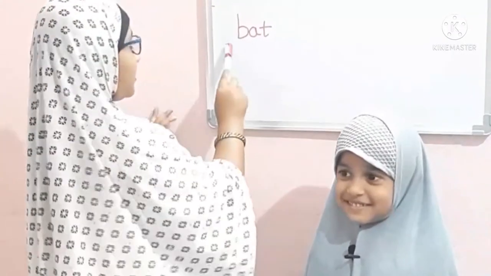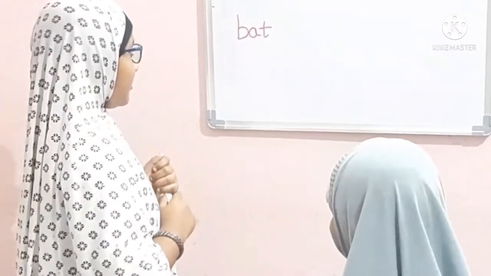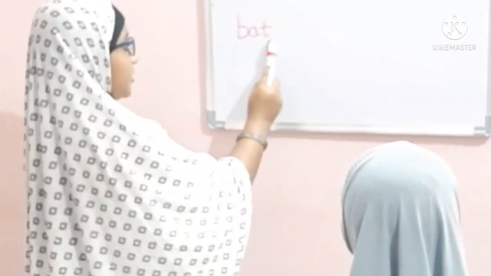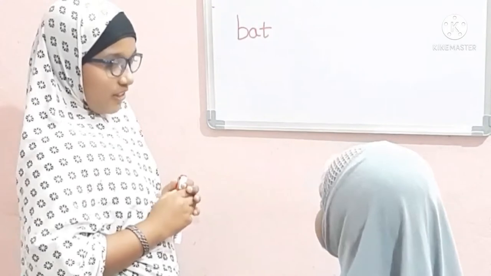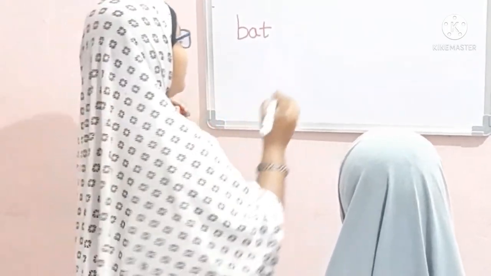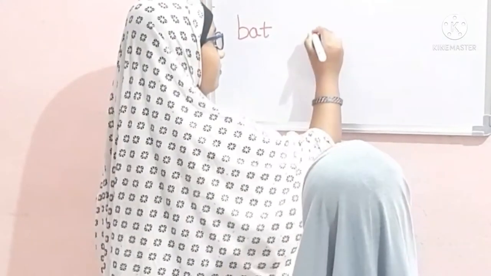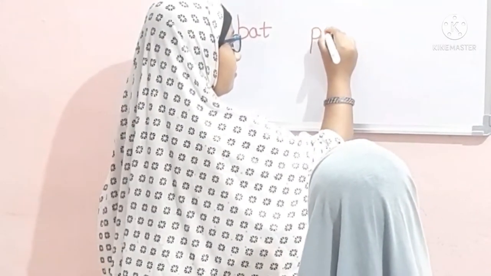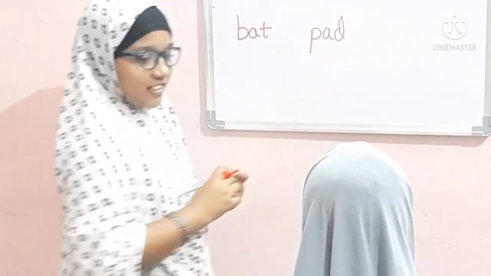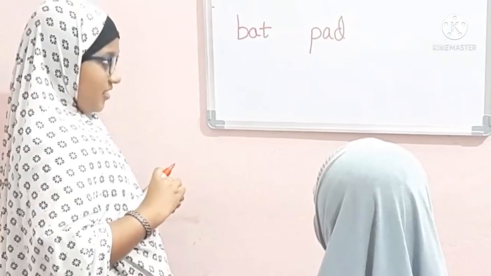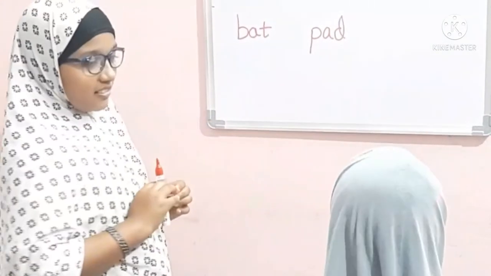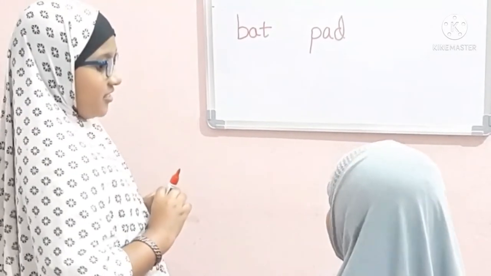Aliza, what is this? B-A-T. What is the sound of B? B. And what is this cluster? AT, at. B-A-T. Bat. Very good. What is this? P-A-D. What is the sound of P? P. And what is the cluster? AD, add. Very good. Pad.